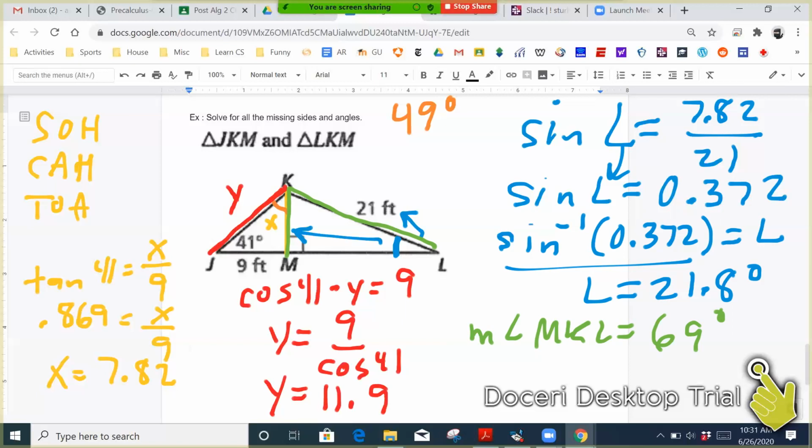Last but not least, you can find this side right here by doing the Pythagorean Theorem. So 7.8 squared, rounded, plus x squared, or we'll call it ML squared, equals 21 squared. Now what you have to do is subtract 7.8 squared from 21 squared, and you get 380, which is equal to ML squared. Take the square root, and you get 19.5 roughly. So this side right here would be about 19.5.